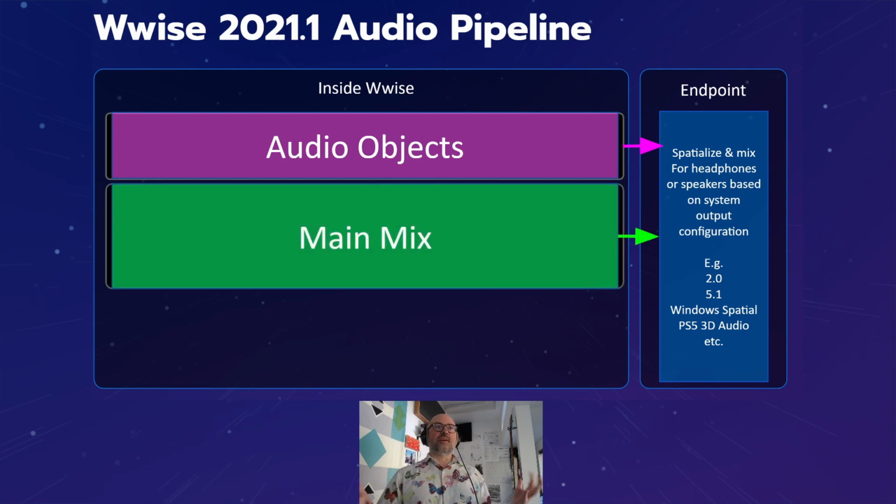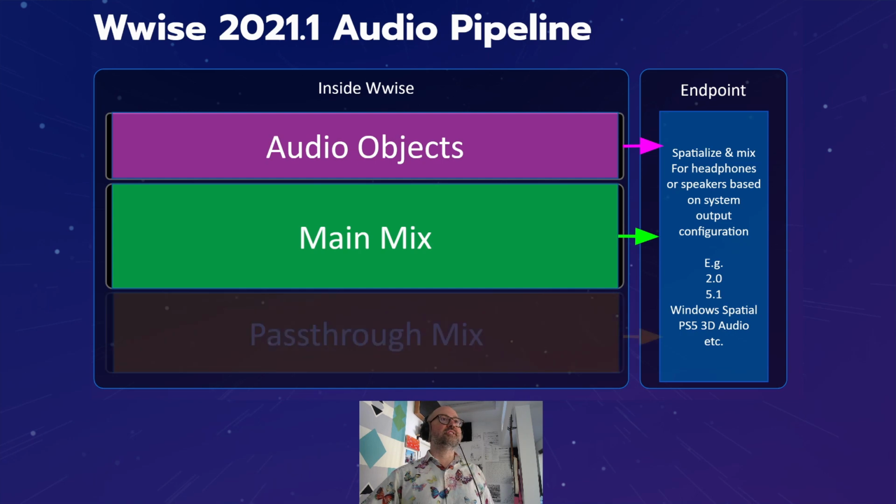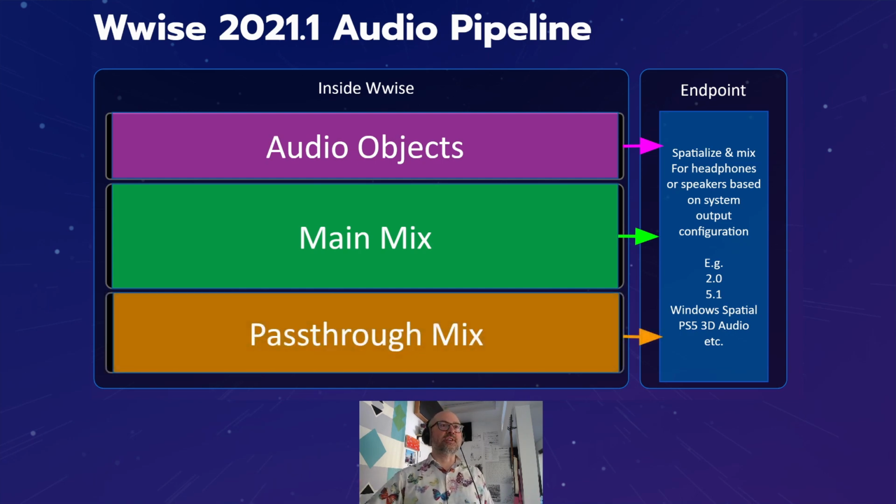Next, we have what we call the main mix. This is a different channel-based configuration path through Wwise that can be delivered to an endpoint for processing. And lastly, we're going to talk about the pass-through mix. This is an unfiltered, unprocessed mix of sounds that travels through Wwise that can be delivered to an endpoint that's able to receive that.